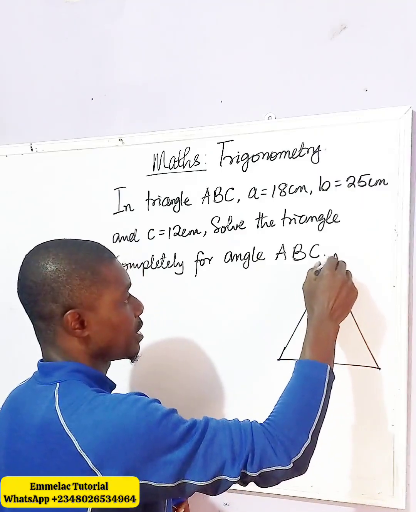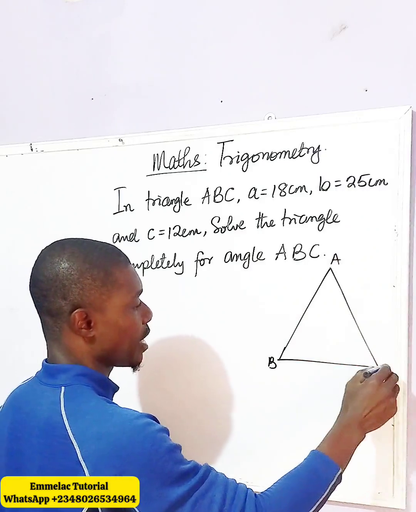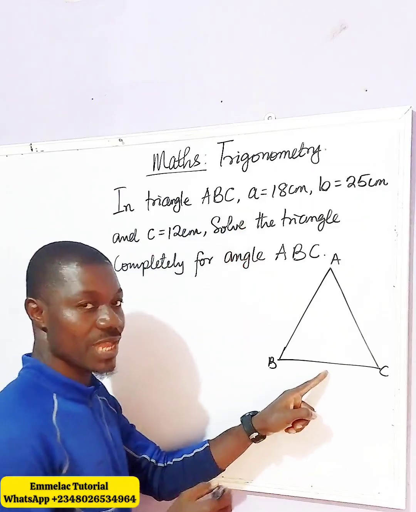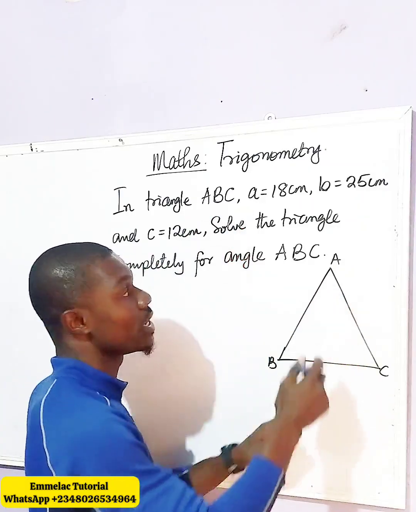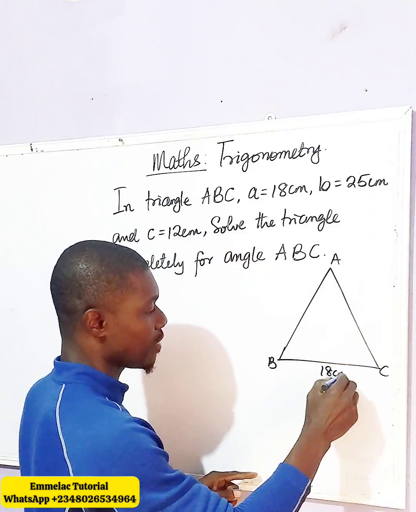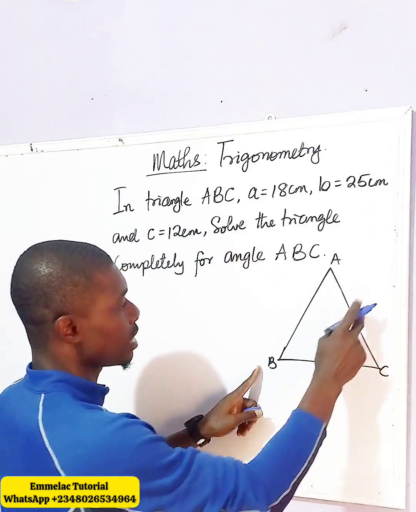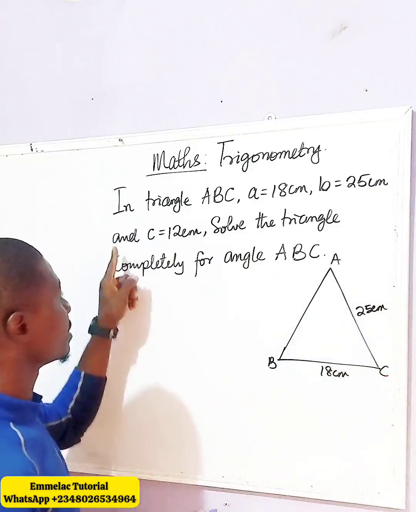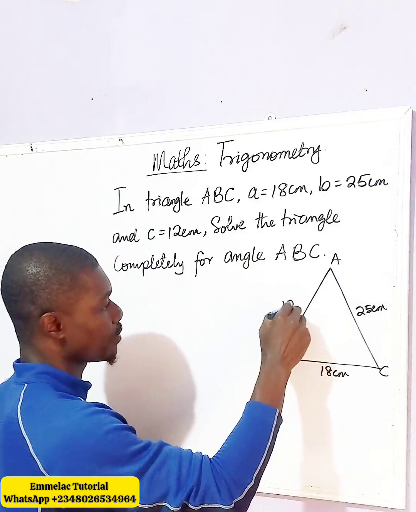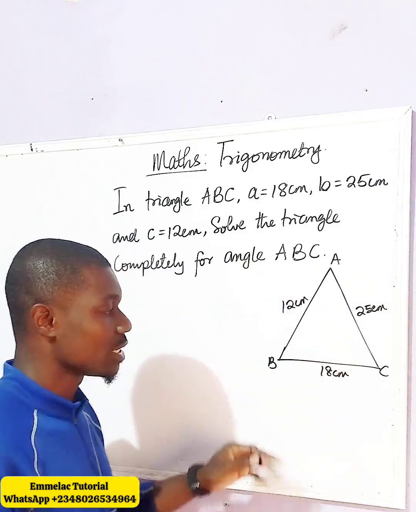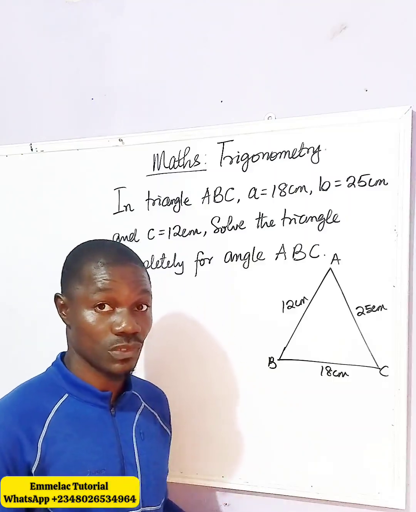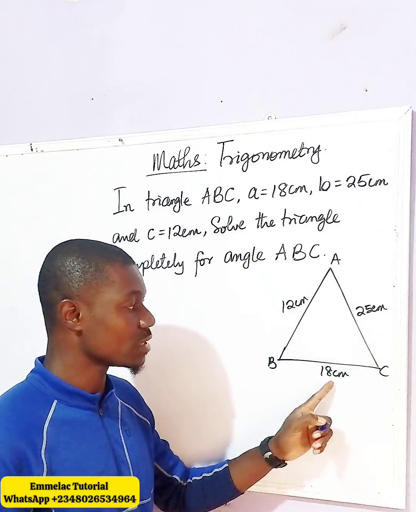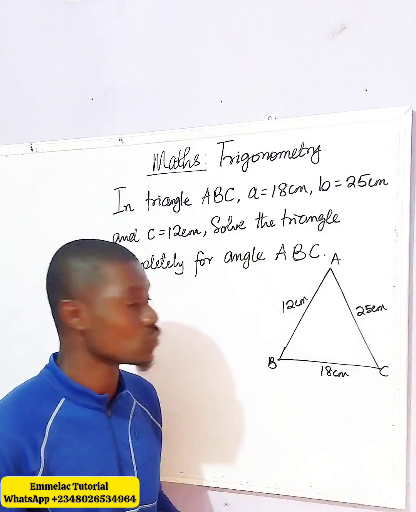Now this is A, B, and C. A, which is this side, the side opposite to the angle A, is 18 centimeters. Then b here is 25 centimeters, and c is 12 centimeters. Please take note that this diagram is not drawn to scale, because 25 should be longer than 18, and 18 should be longer than 12.